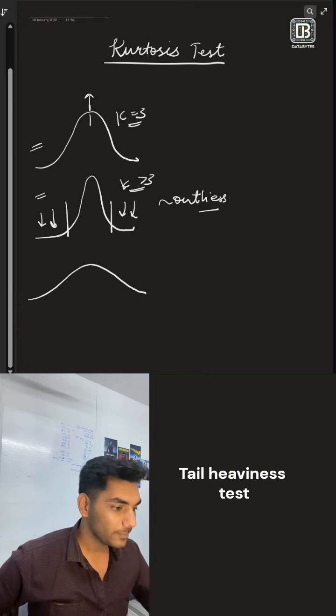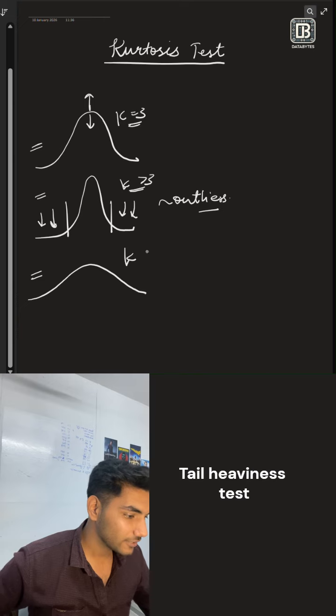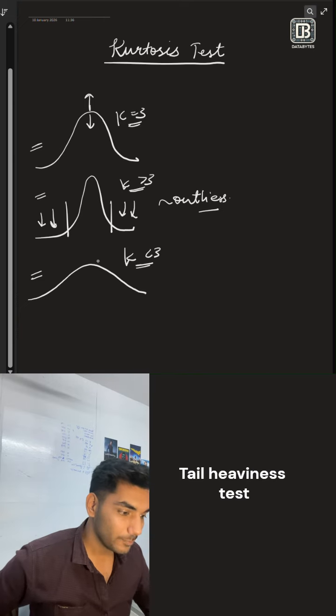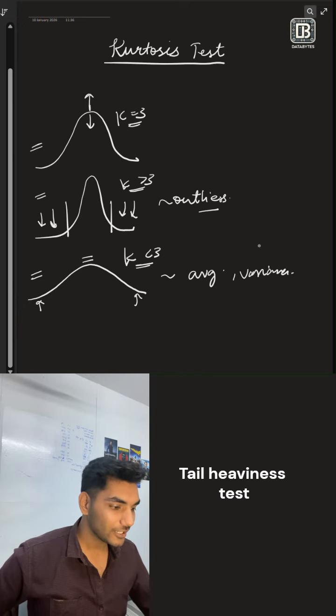If we pull down the peak of Gaussian distribution, it would become something like this where k value would be less than 3. In this case, the peak is smooth and the tail is lighter. In this case, we can rely on averages, we can rely on variance, and there can be mean based planning.